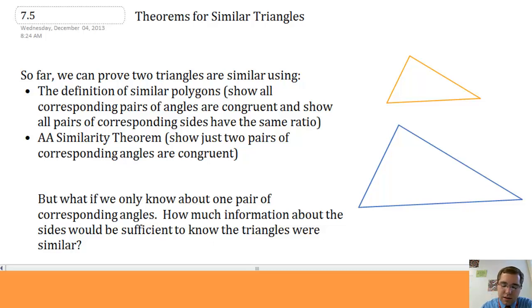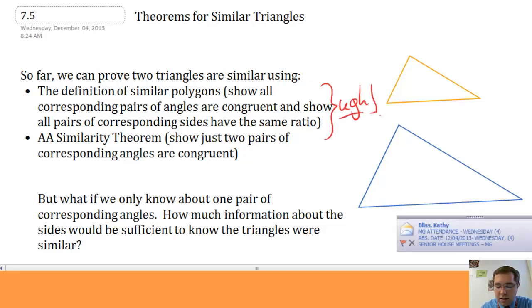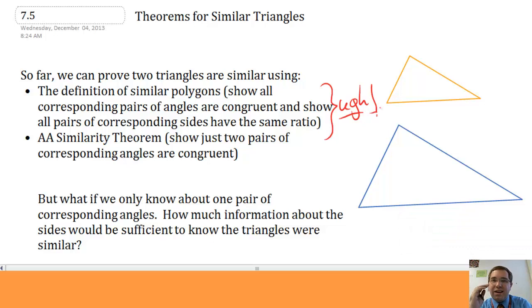So that is not very friendly. Ugh. 6 things we'd have to show if we're going to use the definition to show that two triangles are similar. Not very user-friendly in a practical sense. But we also have, from section 7.4, the angle-angle similarity theorem, which says we don't have to show 6 things as long as we can just show that two pairs of corresponding angles are congruent.